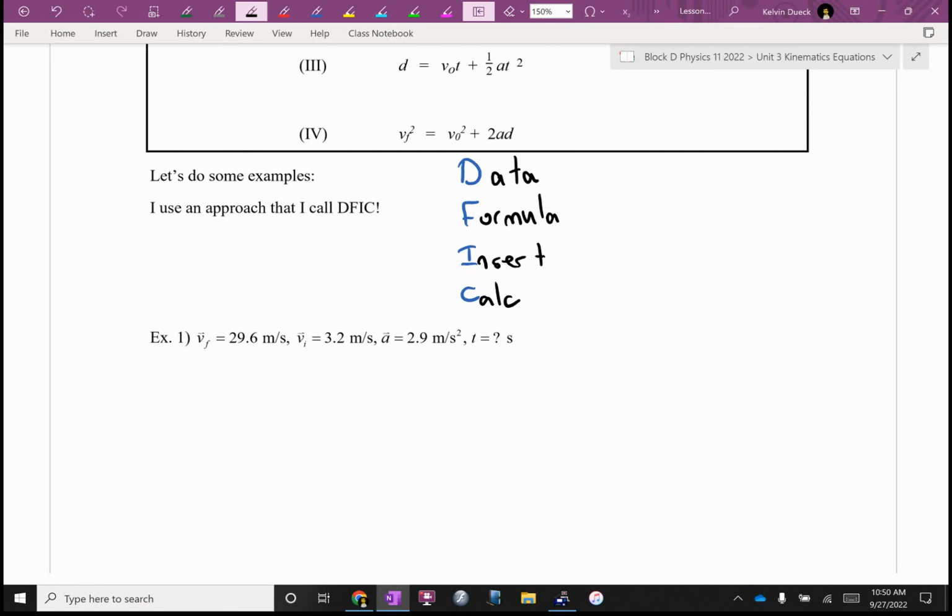Well, what are they asking me to find? I'll put a question mark next to what they're asking me to find. What else have they told me? I'll go through the question looking for numbers and physics words. Okay? So let's do one together.